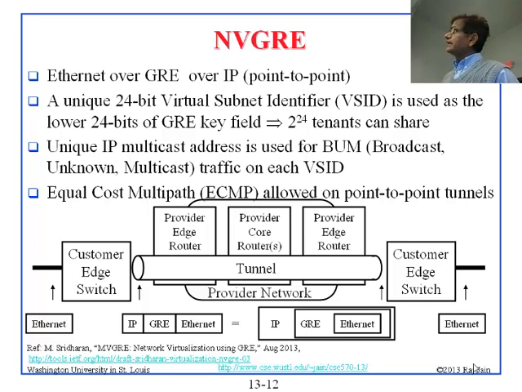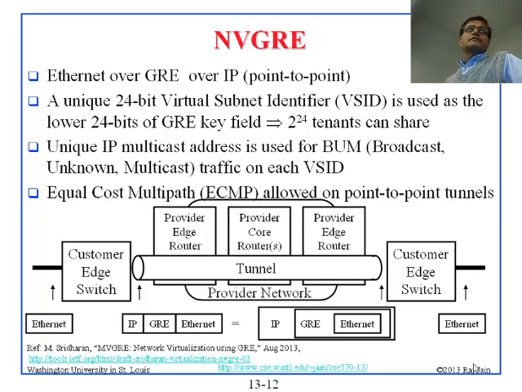A unique IP multicast address is used for BUM traffic, and you know BUM traffic now very well, right? BUM is broadcast, unknown, and multicast, which means that it has to be given to everybody, or at least to some people, more than one person. So for that you have to use IP multicast.